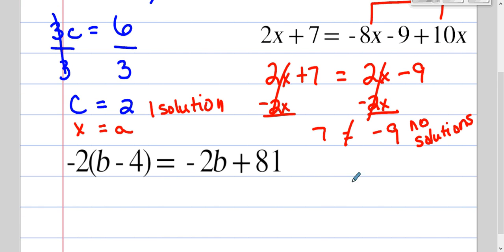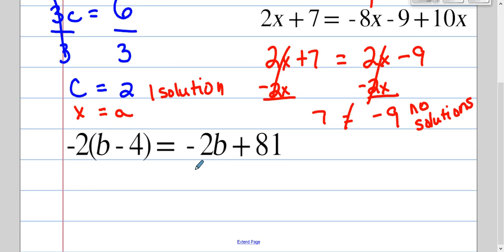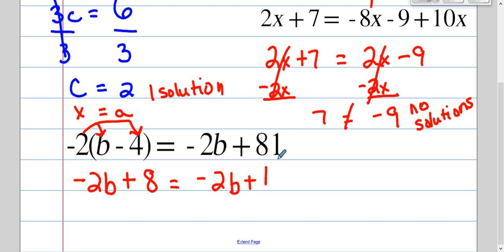And then lastly, we come across this set of equations. And again, whenever you see these parentheses, you want to use the distributive property to get rid of them to simplify everything. So I'm going to multiply -2 times b and -2 times -4. And I end up with -2b plus 8, because a negative times a negative gives me positive, equals -2b. That should say plus 8. Sorry. Plus 8.